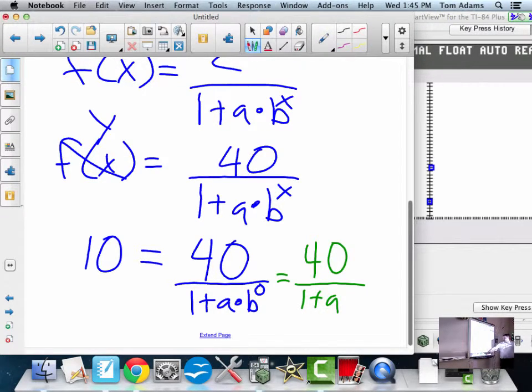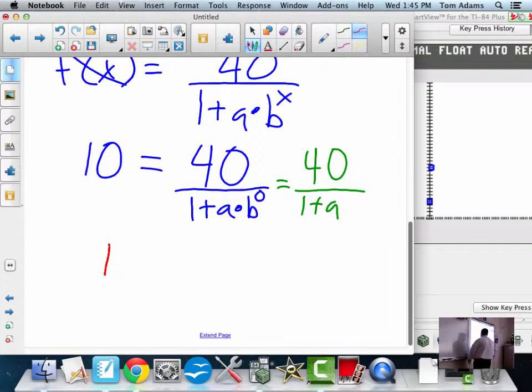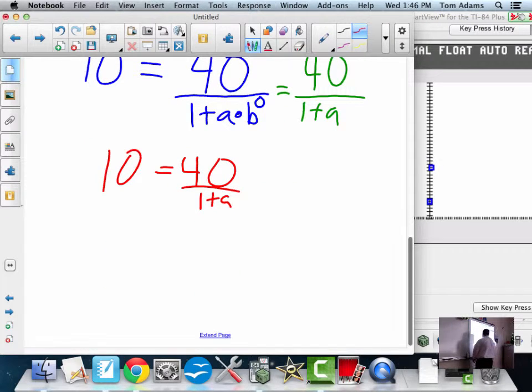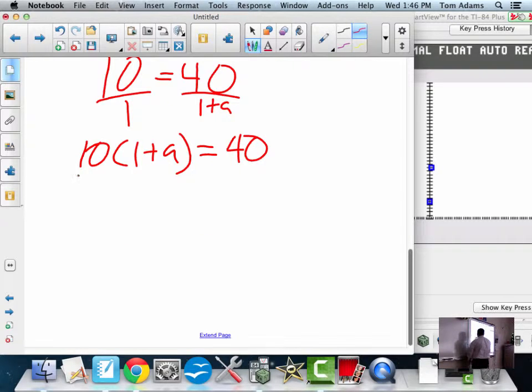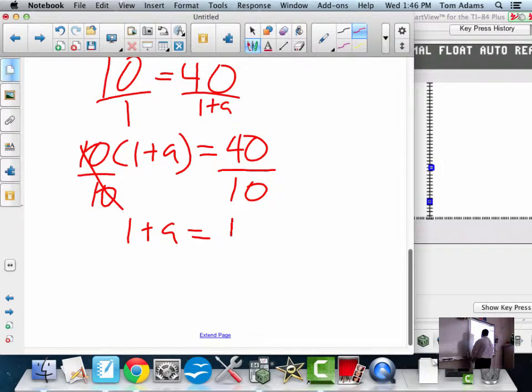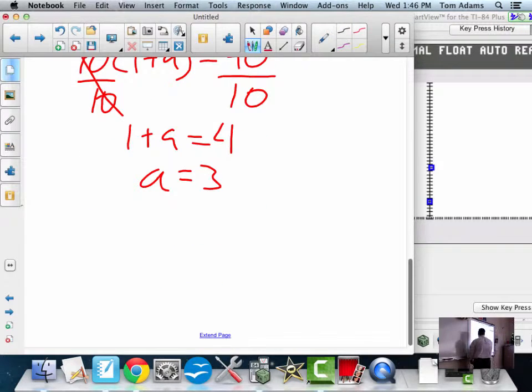Right, so let's just do it algebraically so you see it, okay? I'm going to say 10 is equal to 40 all over 1 plus a. We're going to cross multiply because this is like 10 over 1, right? So I'm going to say 10 times 1 plus a is equal to 40. She said all these steps out loud. I'm just writing it down for some of you visual learners. So then we divide 40 by 10, right? And then we get 1 plus a is equal to 4, or a equals 3. Is that right? Yeah. Okay.